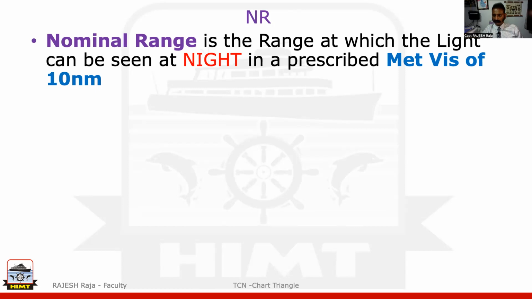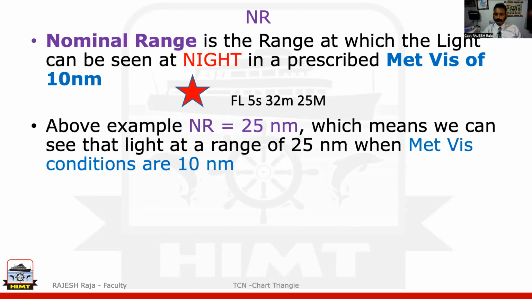But in this definition, I'm going to take it as 10 nautical miles. So nominal range is the range of the light which you can see when the met visibility is 10 nautical miles. This is the definition of nominal range and it is fixed for 10 nautical miles. Please remember this. Okay, so I'm giving you an example of a light. You can see that the nominal range of this light is 25 nautical miles. So what does it mean? It means that I can see this light in the night time to a range of 25 nautical miles when the met visibility right now is 10 nautical miles.